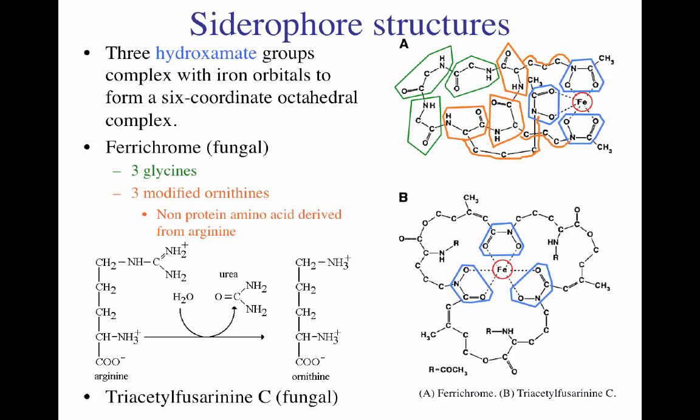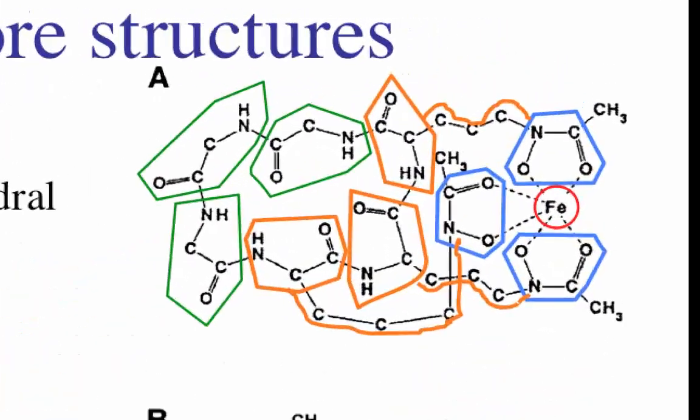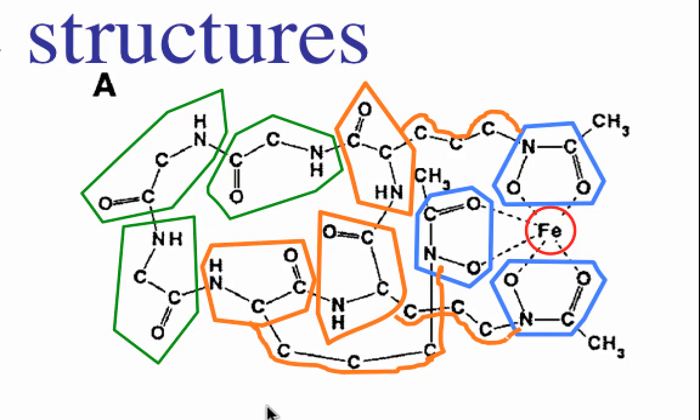These are two examples of siderophores found in fungi. What I want to show you is that they are complex molecules that have the capacity to bind iron. For example, here at the top, we have ferrichrome, which is a fungal macromolecule. It's composed of 3 glycines, shown here in green, and 3 modified ornithines, which you have learned about already. To give you an idea, I've marked them in orange for you.